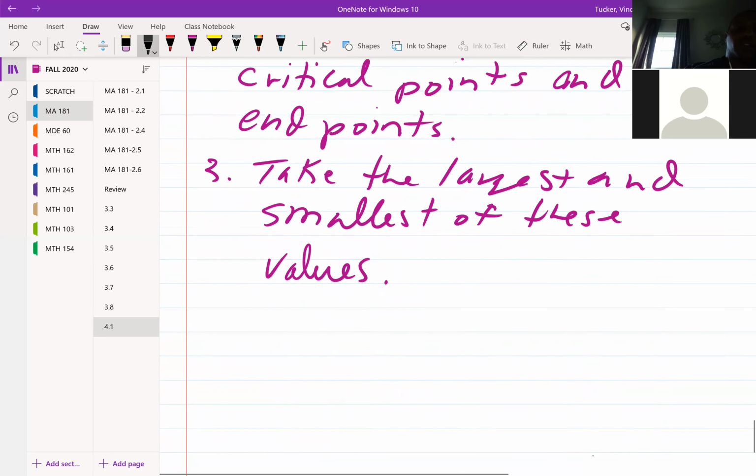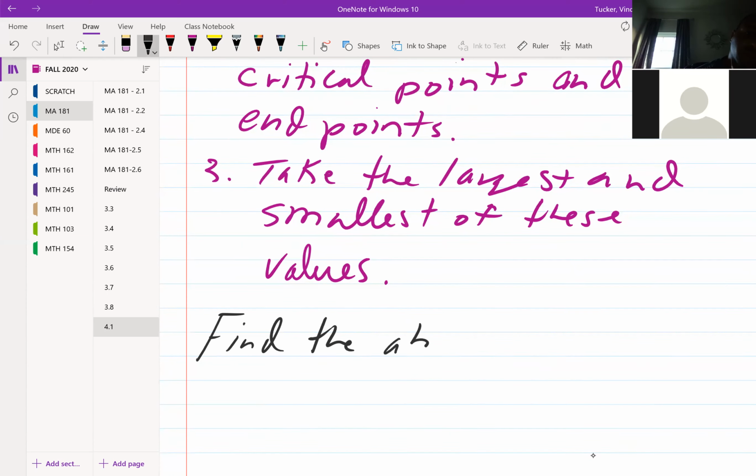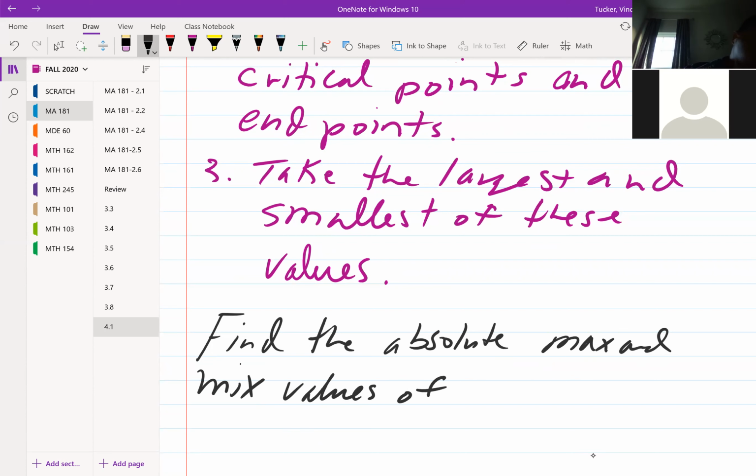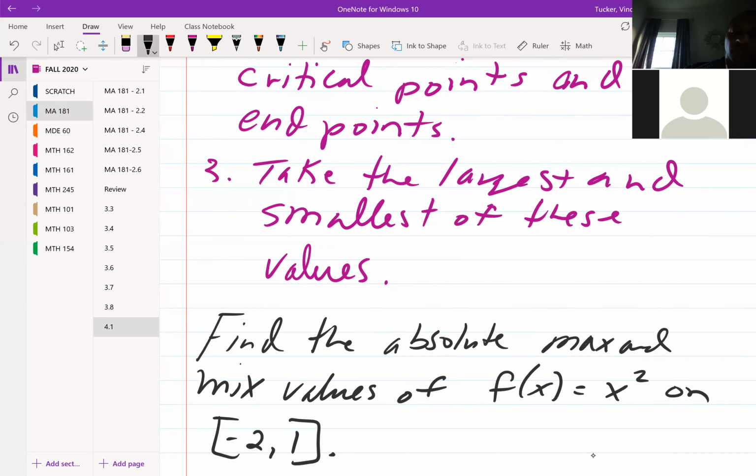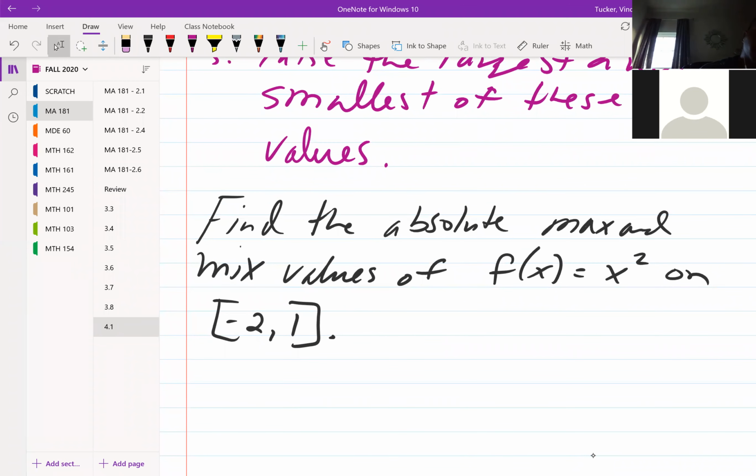All right, so let's look at an example. We want to find the absolute maximum and absolute minimum values of f of x equal to x squared on the closed interval of -2, 1. So first, I want to find the critical value.